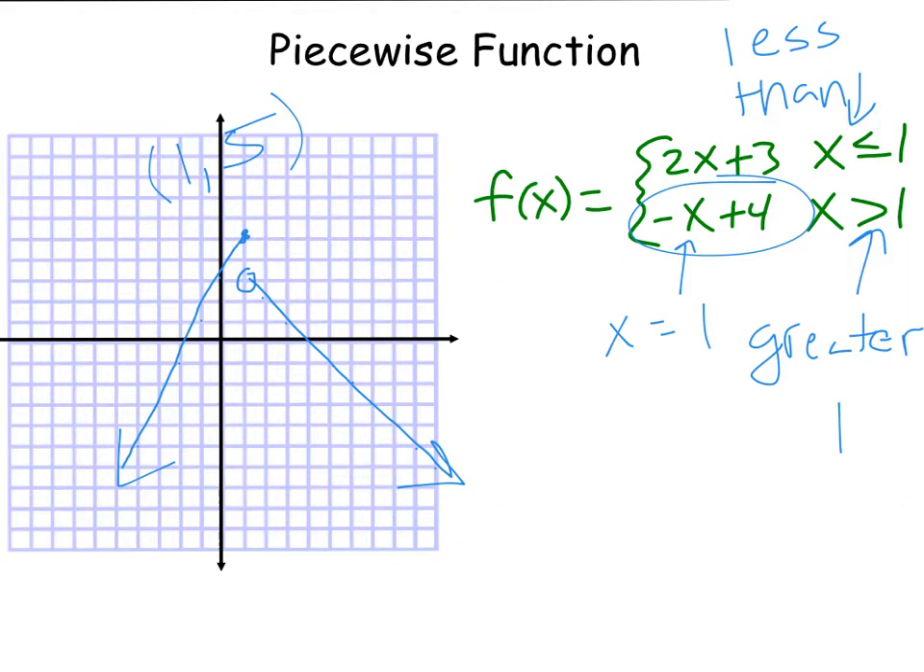So you've got to be a little bit picky with how you do your graph to make sure it's really clear that at x equals 1, I'm using this one right here. But as soon as I get past, then I jump down and I use that second one.